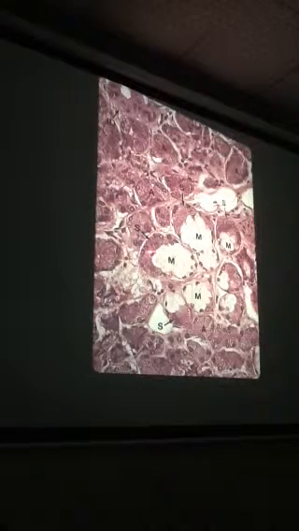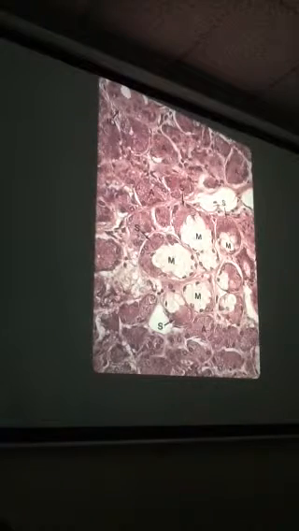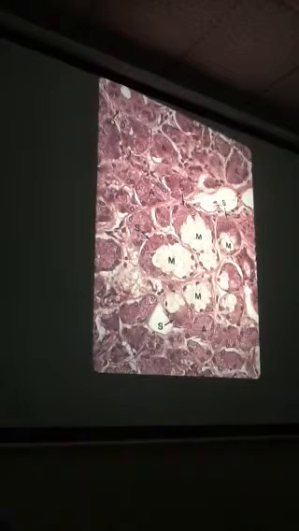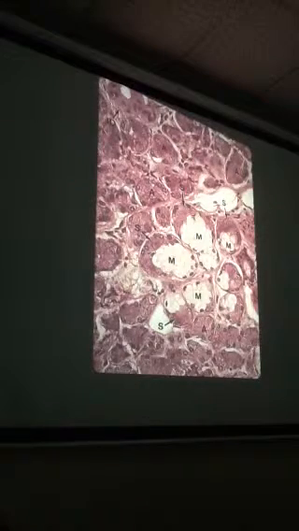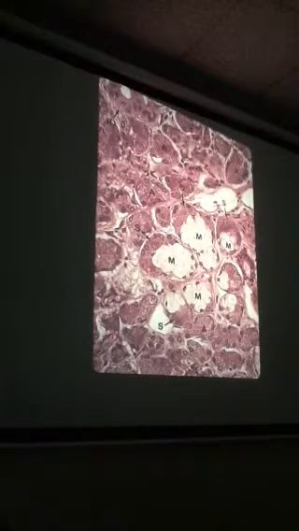Demi-lune. Demi-lune means crescent. So you'll even hear "serous demi-lune," which is redundant. Demi-lune is automatically serous. You don't see demi-lunes in the parotid because there's no mucus. It's only when you have them capping the mucus cells.